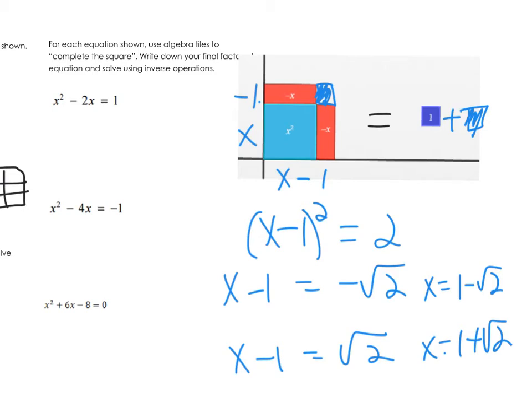So while I'm cleaning up this board, why don't you go ahead and try this next problem. Try to set it up and do it yourself. Then come back and watch this.